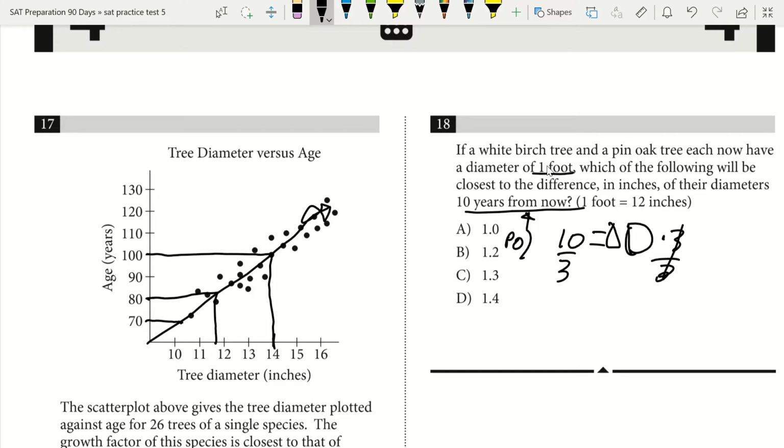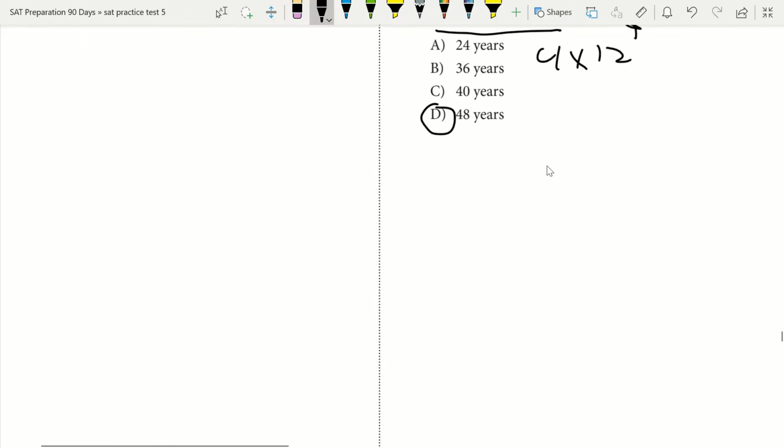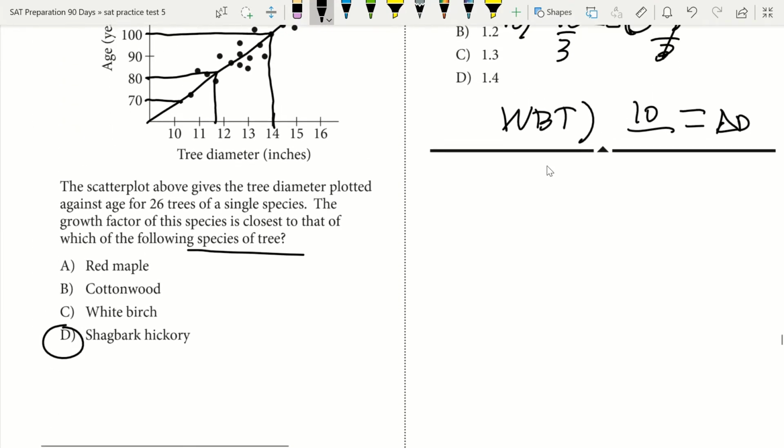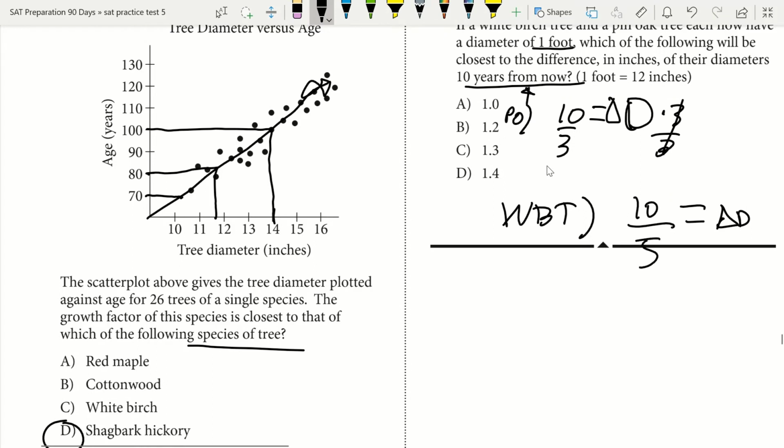The other one was a white birch tree, so we'll call that one WBT for a white birch tree. We see that that's going to have to be 10 over whatever its growth factor is. It's going to equal its change in diameter. Let's take a look at what its growth factor is real quick. White birch tree, we see that that's 5. So we're going to have 10 over 5, which we know is going to be 2.